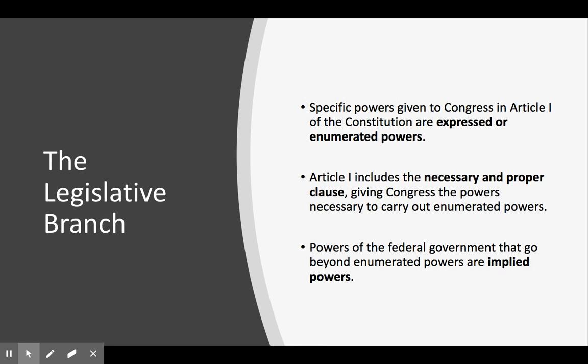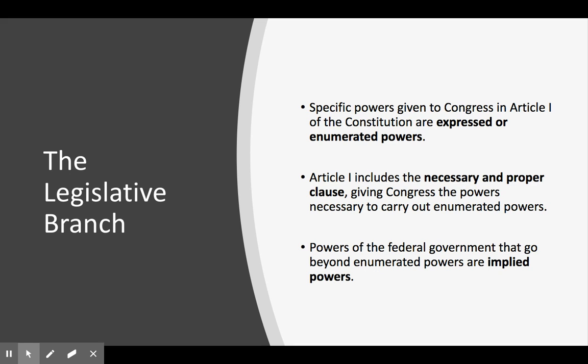So specific powers given to Congress in Article 1 are known as express powers or enumerated powers. So it means the same thing if you see express powers or enumerated powers. These are the specific powers for Congress that are listed in the Constitution. Article 1 also includes the necessary and proper clause, which gives Congress the powers to carry out enumerated powers.